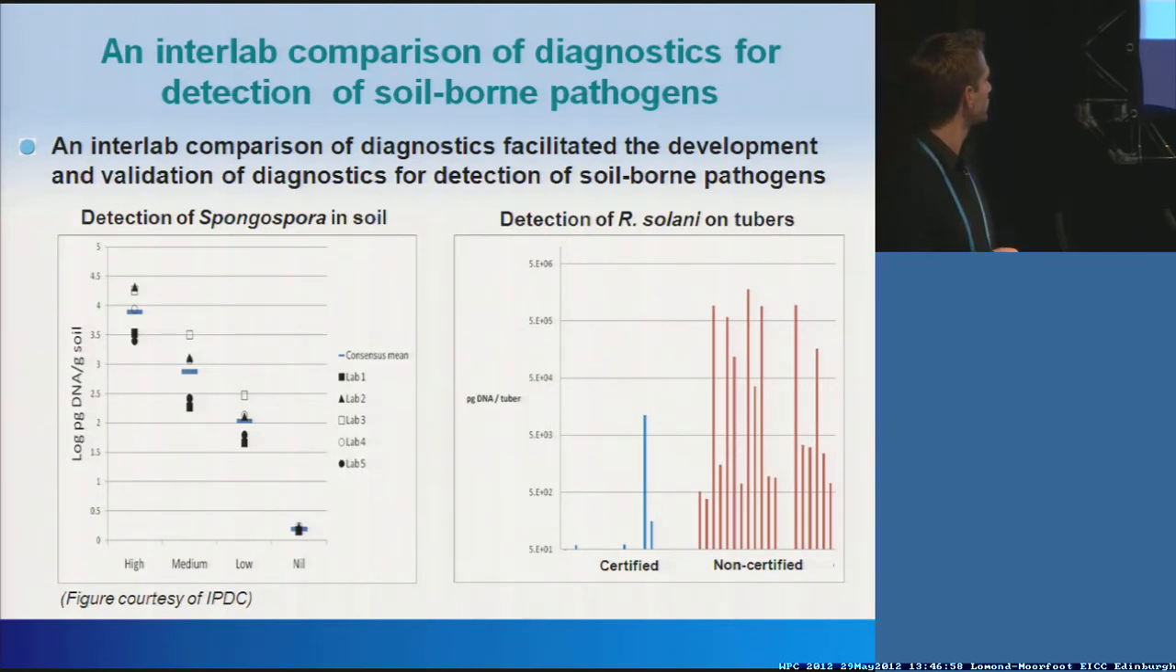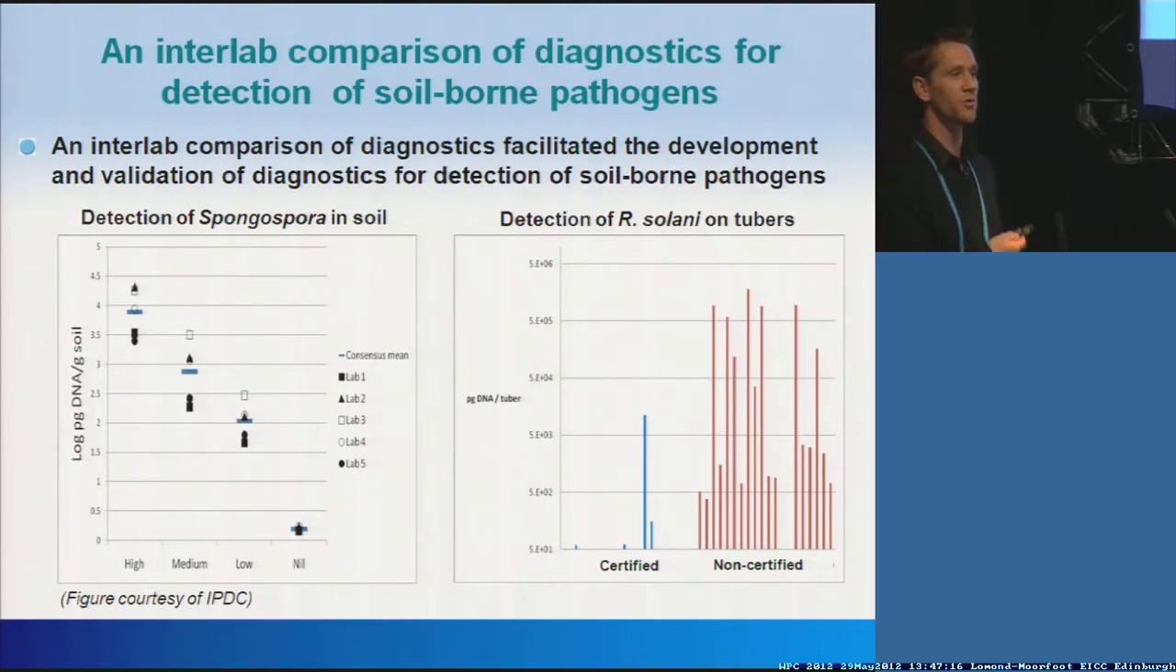So they did different levels of inoculum, and then they sent it to us, and we had to pick up DNA. So this is high to low inoculum levels, and this is our DNA detection. The blue line represents the average that we picked up, and all the different symbols are for each different lab.